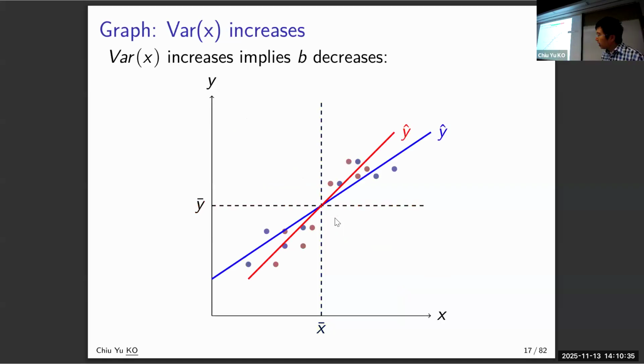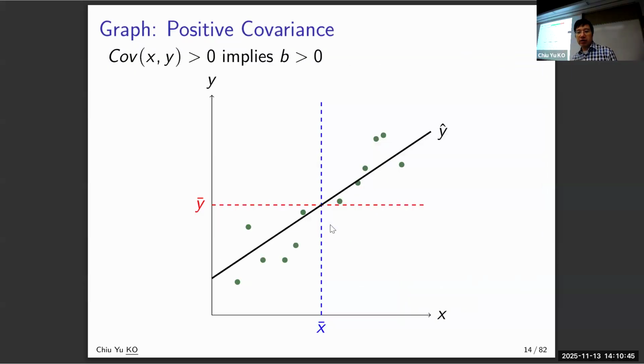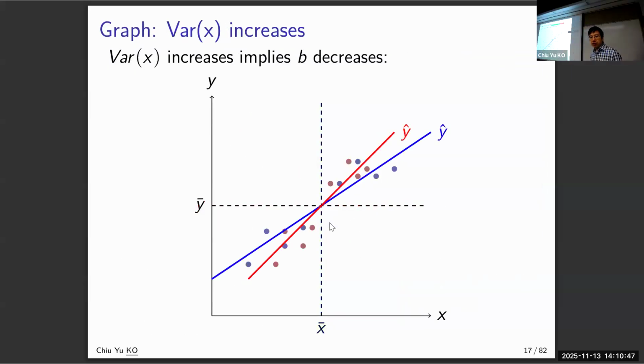Okay. And now, to further give you the idea of why this formula is right, look at this denominator, which is variance, because you can divide both by n. So let me explain why, if you increase variance, b will decrease, holding other things constant.